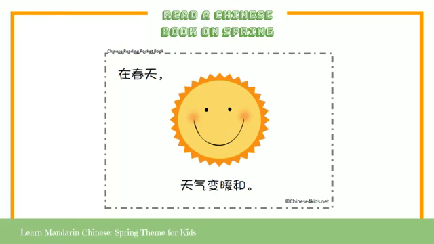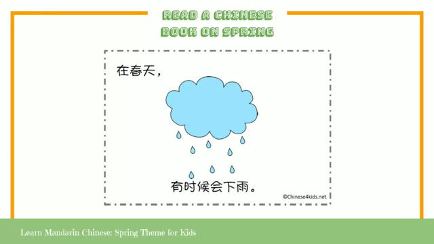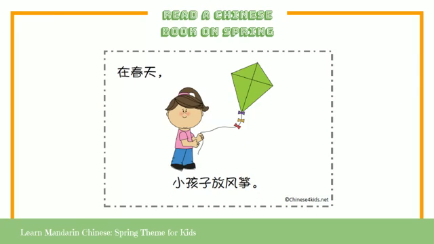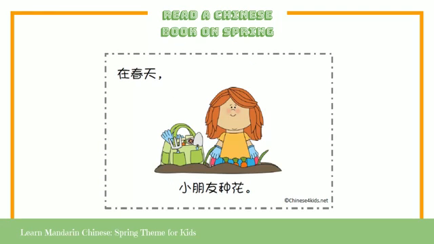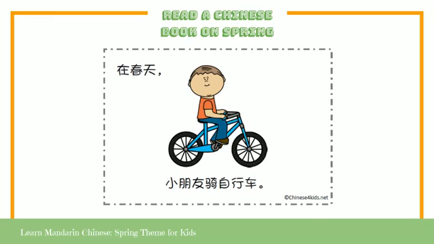How is the weather like in spring? 天气变暖和. The weather gets warm. It's warmer. 有时候会下雨. Sometimes it rains. What do children do outdoors in spring? They will 放风筝, which means fly a kite. 放风筝. 种花, plant flowers, gardening, right? 骑自行车, ride a bike. That's what children do in springtime.